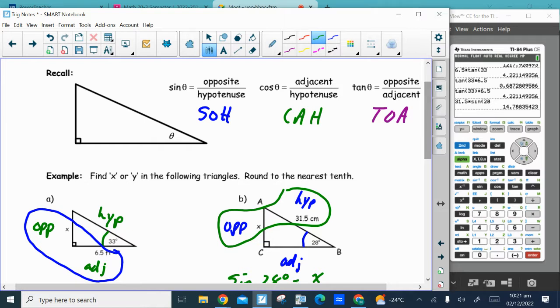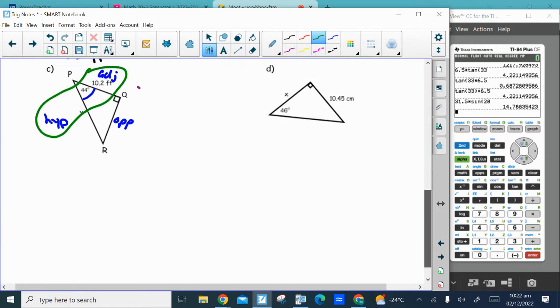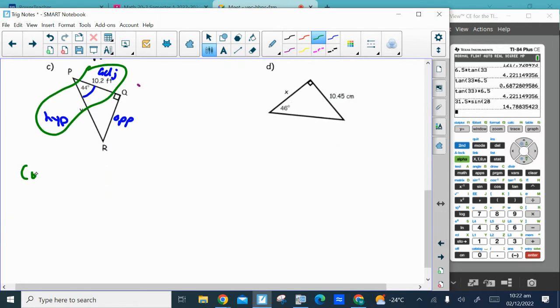Sure, sine uses hypotenuse, but it doesn't use adjacent. Tangent uses adjacent, but it doesn't use the hypotenuse. It uses the opposite and the adjacent. In this case, we need to use cosine because that's the only one that uses adjacent and hypotenuse. And you have to follow the definition. The cosine of the angle, which is 44 degrees, by definition, is adjacent on top, hypotenuse on the bottom: the adjacent, which is 10.2, divided by the hypotenuse, which is the letter y. You have to follow that order. Otherwise, you'll get it wrong.